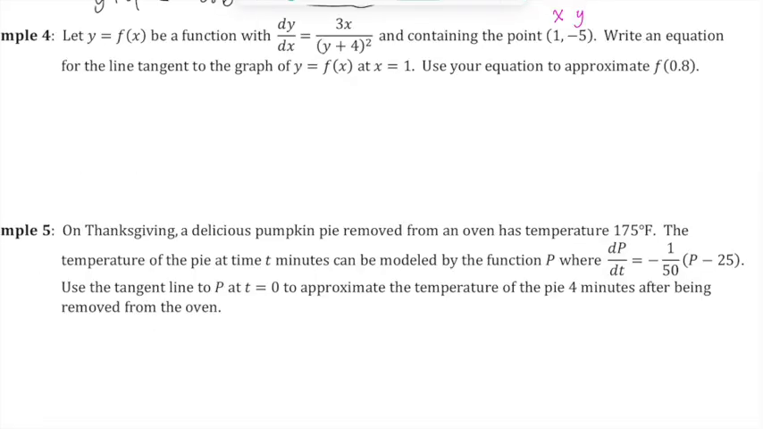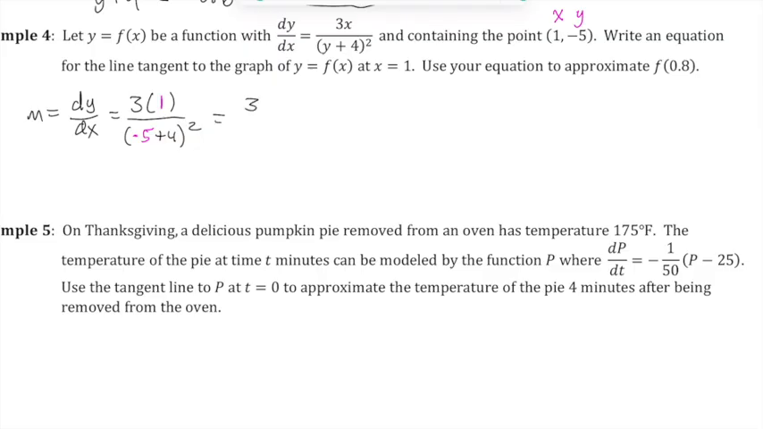Okay, moving on to number 4. It says let y equals f of x be a function with this derivative and containing the point -1, -5. It says write the equation of the tangent line at x equals 1 and approximate f of 0.8. So we have a two-parter here. So we already have the point. We just need to find the slope, which is the derivative. We're given the derivative. So really all we need to do is plug in -1 and -5 here and here for x and y.